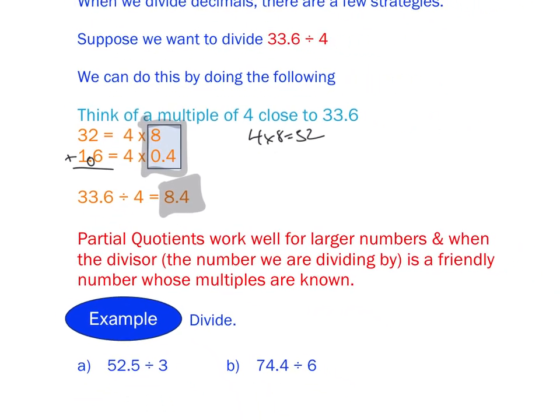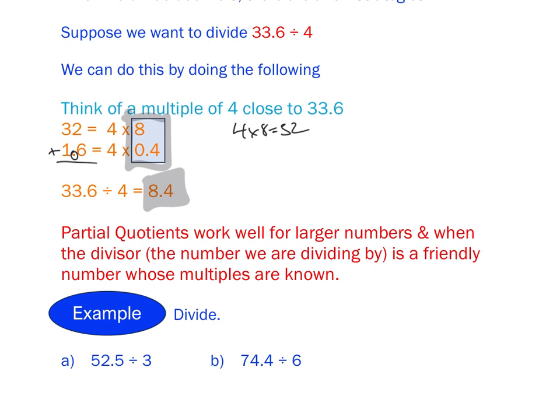So partial quotients work well for larger numbers, and when the divisor, in this case it's 4, is a friendly number that you know the multiples, okay? If you don't know the multiples of a number, it's going to make it harder to do partial quotients.